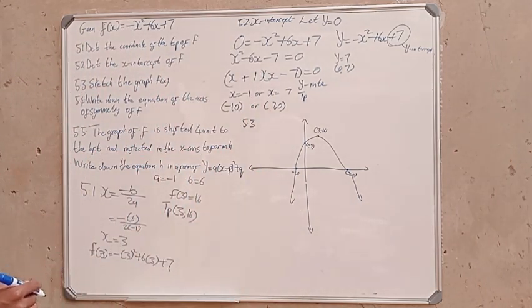Okay, so that's how the cookie crumbles. So let's finish up with 5.5. 5.5 says what?